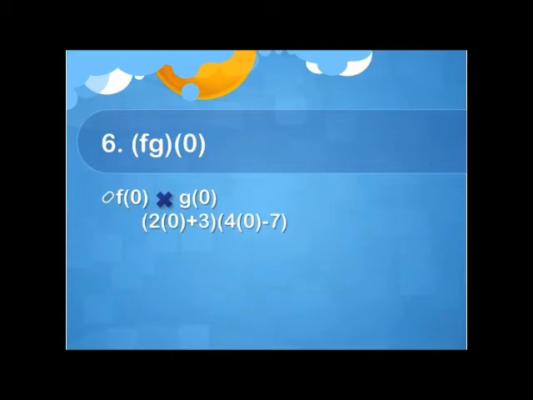When you have (f times g)(0), you have f(0) times g(0). So when you have 2x plus 3 times 4x minus 7, you replace the x's with the 0 and get 2 times 0 plus 3 times 4 times 0 minus 7. So you get 3 times negative 7, which leaves you with (f times g)(0) equaling negative 21.